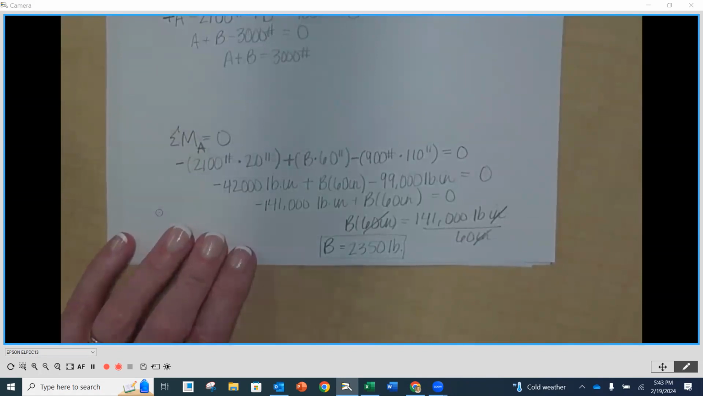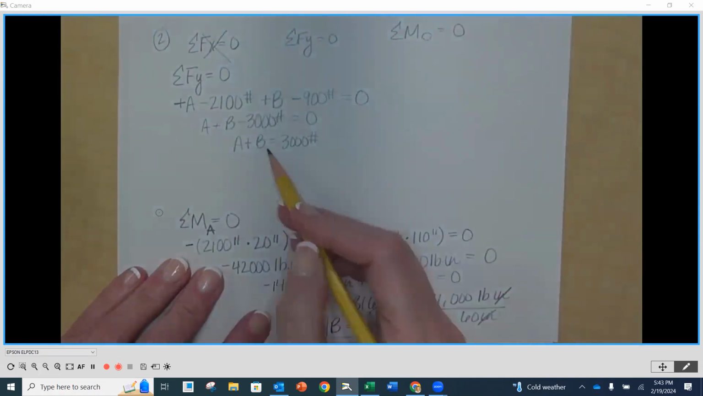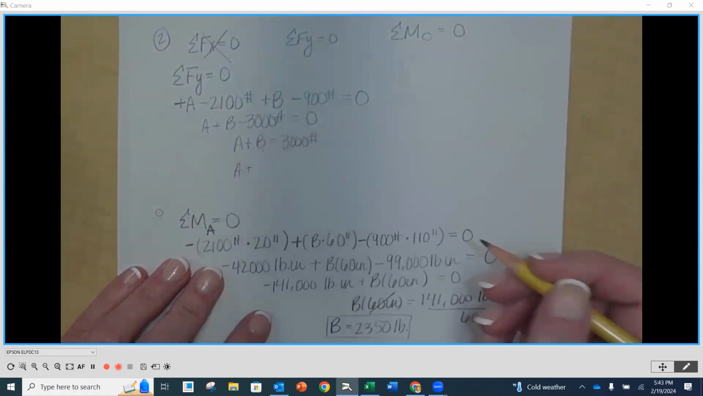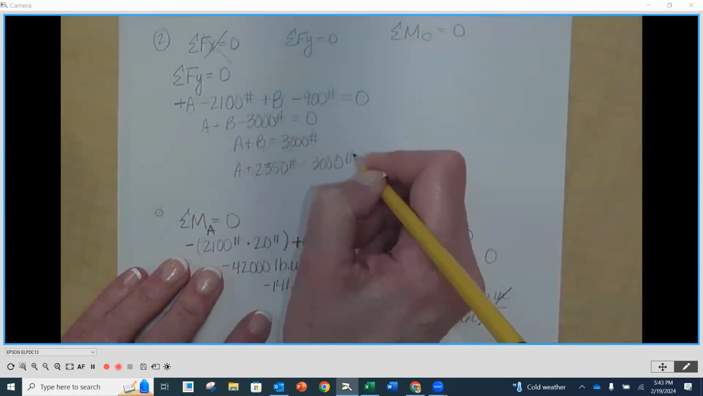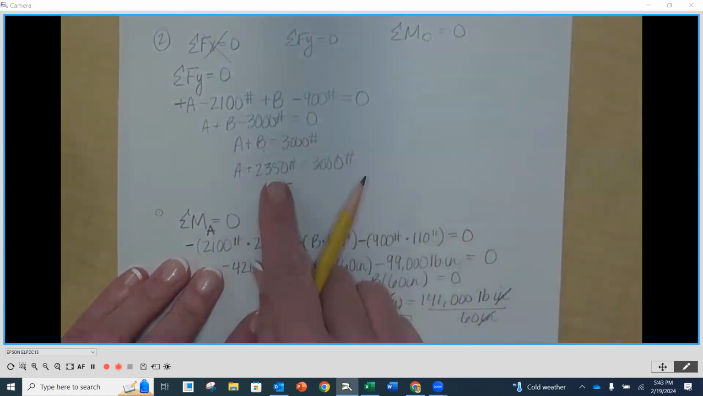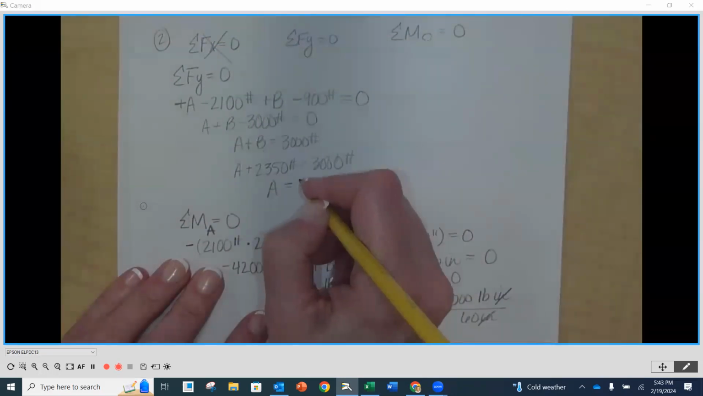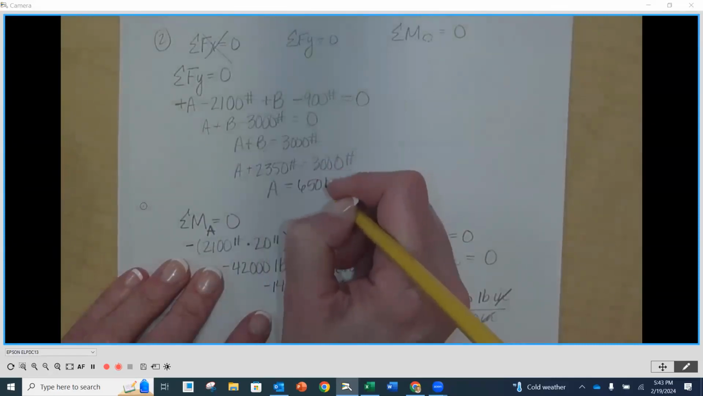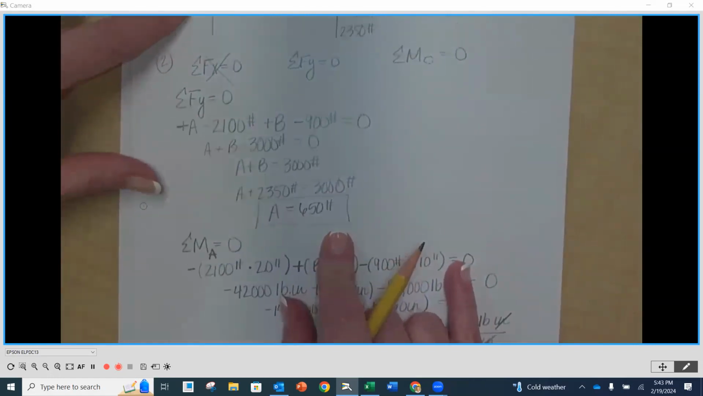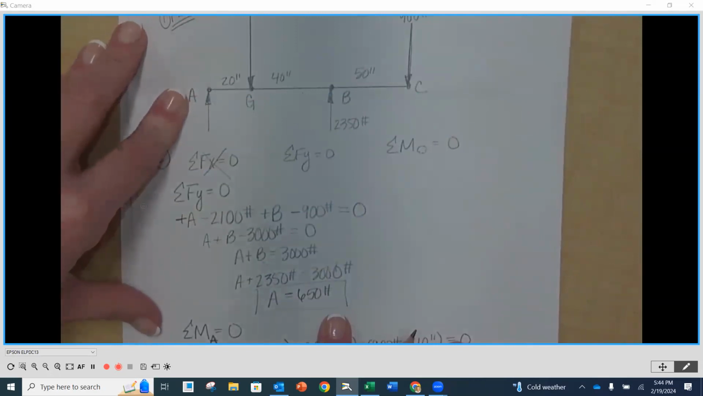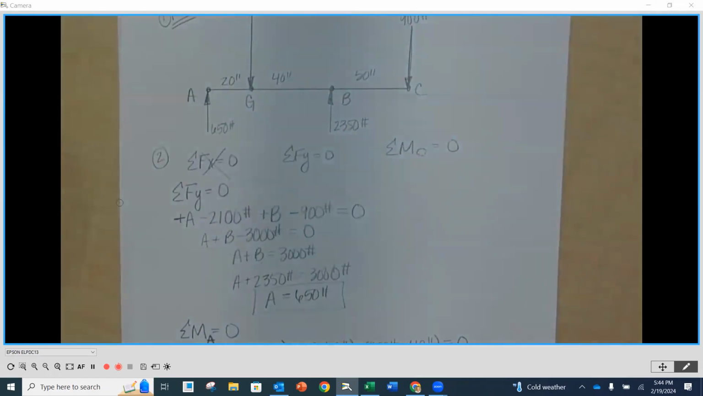All right, now that we know B, we can go back up to some of our forces in the Y, right? And we can use this B to solve for A. So now we can say A plus 2,350 pounds is equal to 3,000 pounds. So A is going to be equal to, and I'm going to subtract my 2,350 on the other side. And A is going to be 650 pounds. It also ended up as a positive value. So the direction that we assumed to be up at A is correct. Okay. So this is 650 pounds.